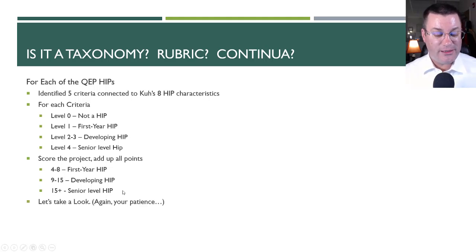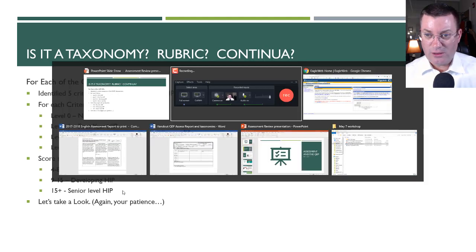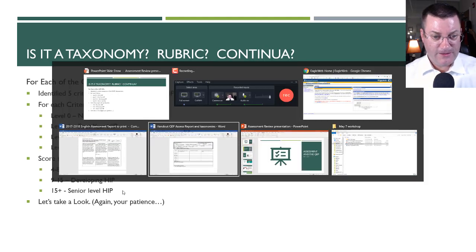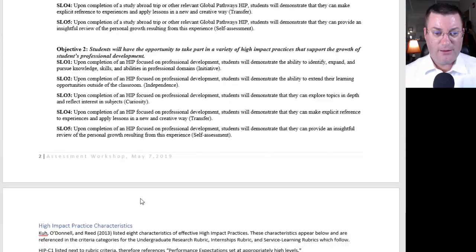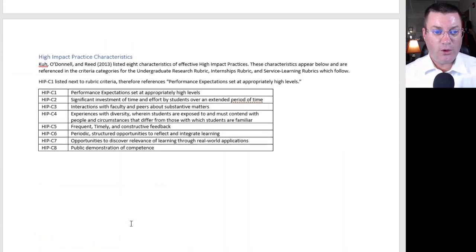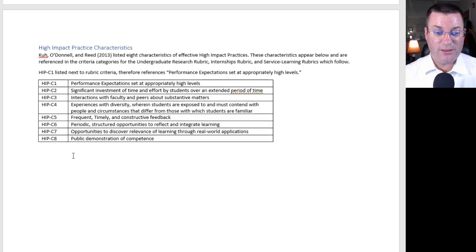Let's take a look at one of these, and again, a little bit of patience as I find it. Okay, here we go. So first of all, here are the high impact practice characteristics. HIP C1, performance expectations set at an appropriate high level. HIP C2, investment of time and effort. C3, interactions with faculty and peers, experiences with diversity, frequent, timely, constructive feedback, periodic structured opportunities to reflect, opportunities to discover relevance, and public demonstration of competence. So this is George's 8 characteristics.